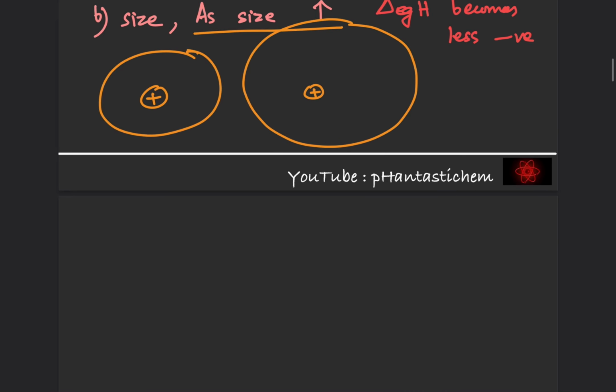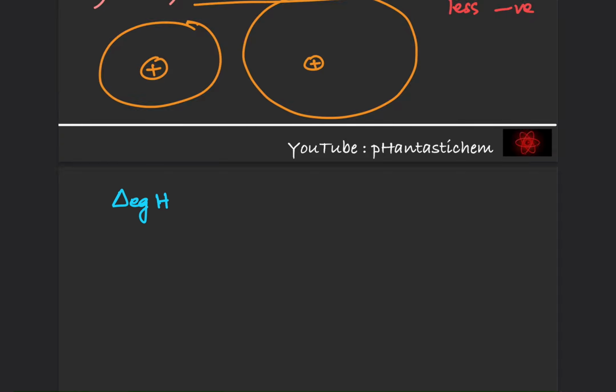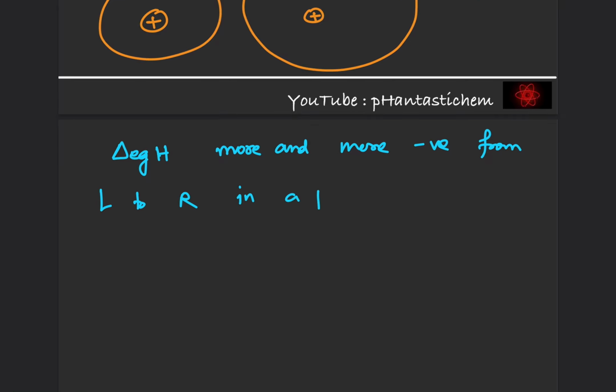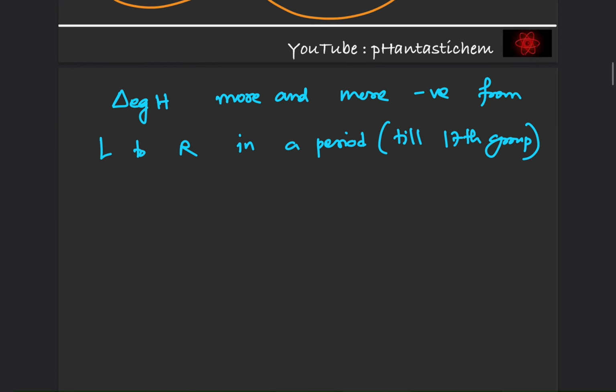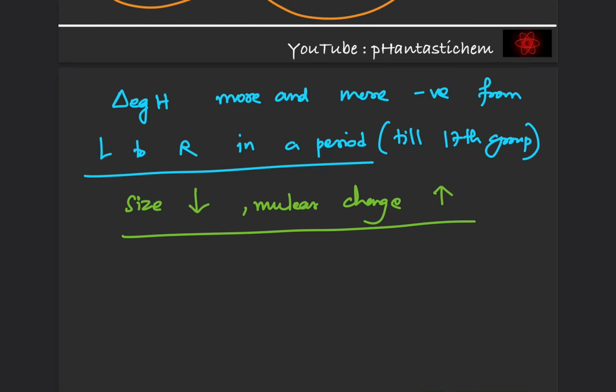Okay. So in general, delta EGH, that is the electron gain enthalpy, becomes more and more negative from left to right in a period till the 17th group, or you can say the halogens, because when we go from left to right in a period, the size decreases and nuclear charge increases. Okay, so because of these two factors, the electron gain enthalpy becomes more and more negative.